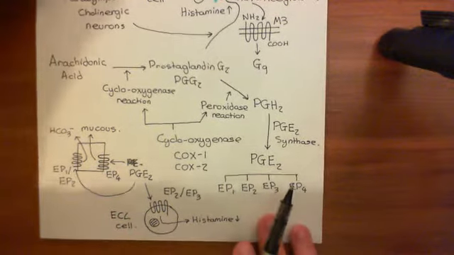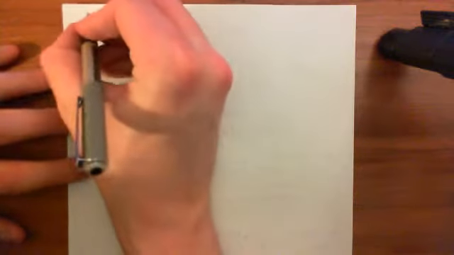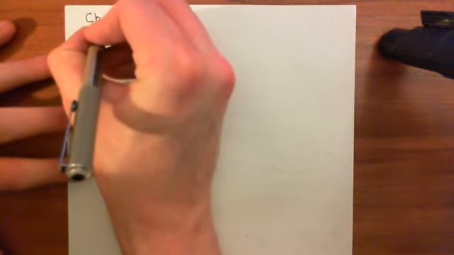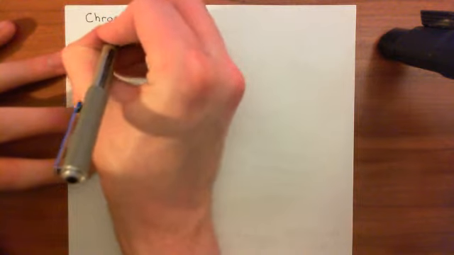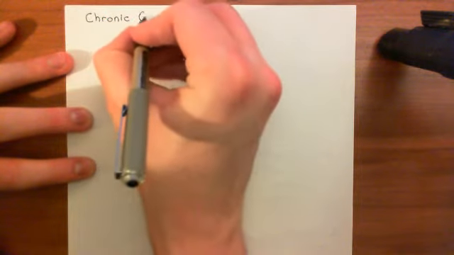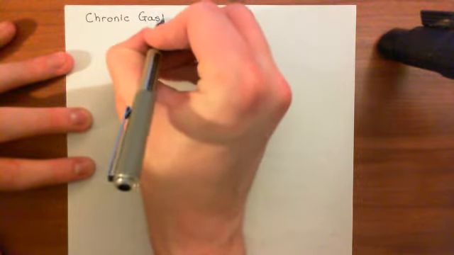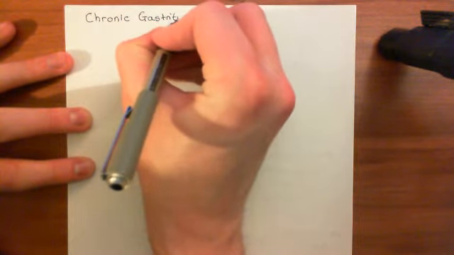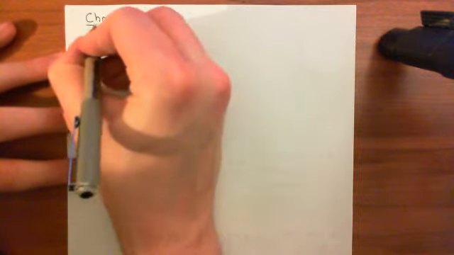So what we now want to discuss is chronic gastritis. We're now finally moving on to the pathology. Basically, chronic gastritis precedes peptic ulcers. So you'll usually have chronic gastritis before you get a peptic ulcer.